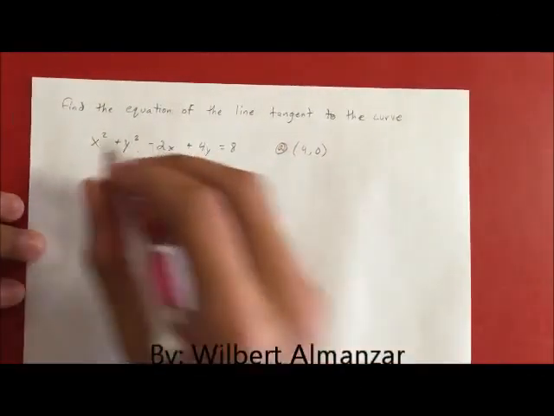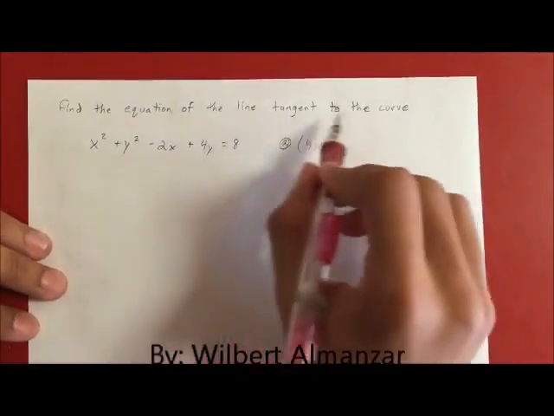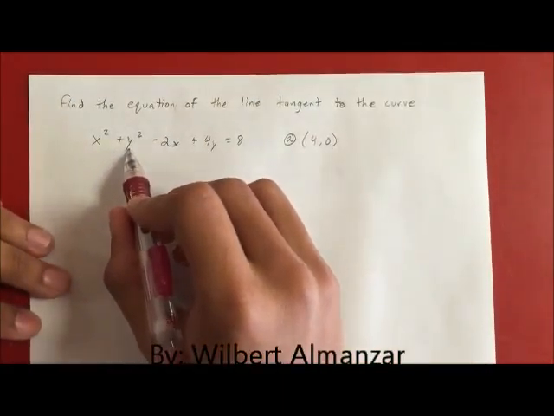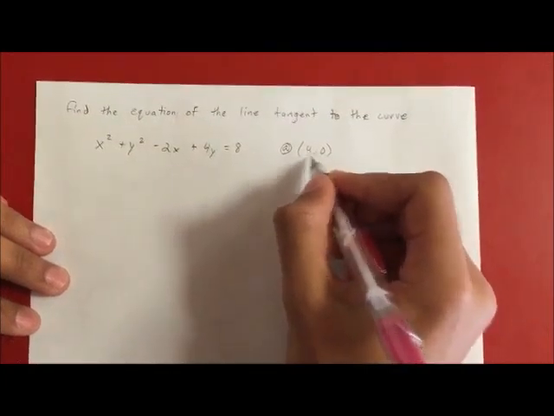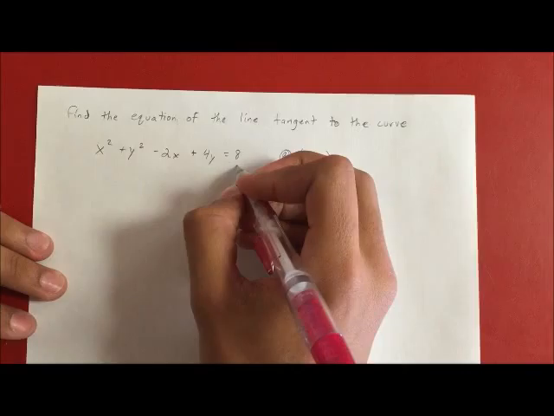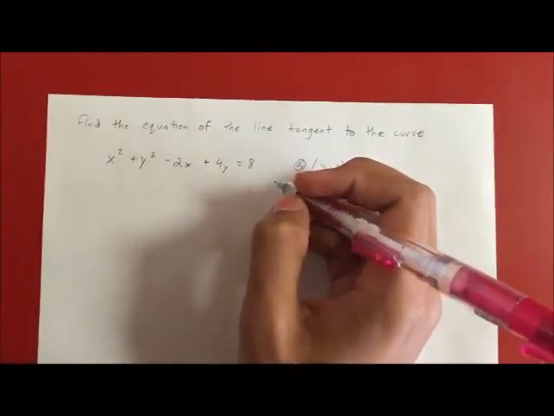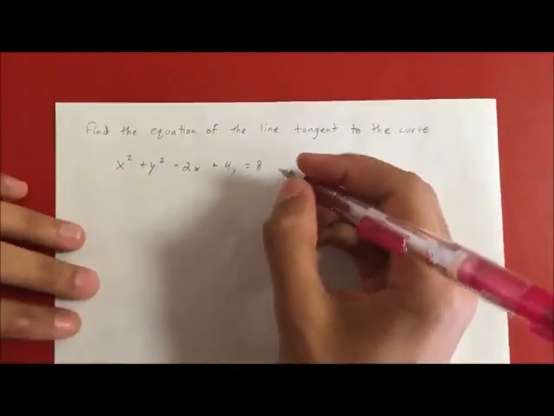Okay, let's say we were given this problem. Find the equation of the line tangent to the curve x squared plus y squared minus 2x plus 4y equals 8 at the point (4, 0). So we can see that this isn't set to y, so we have to solve it implicitly. So let's start by taking the derivative first.